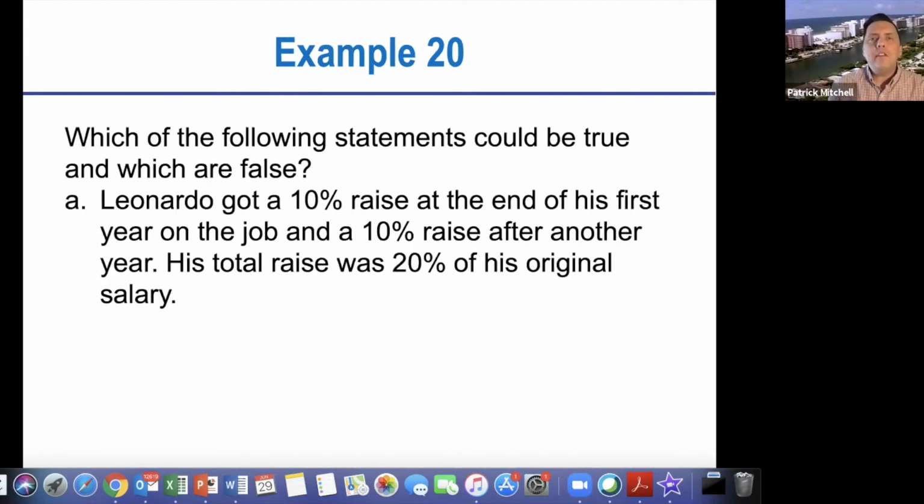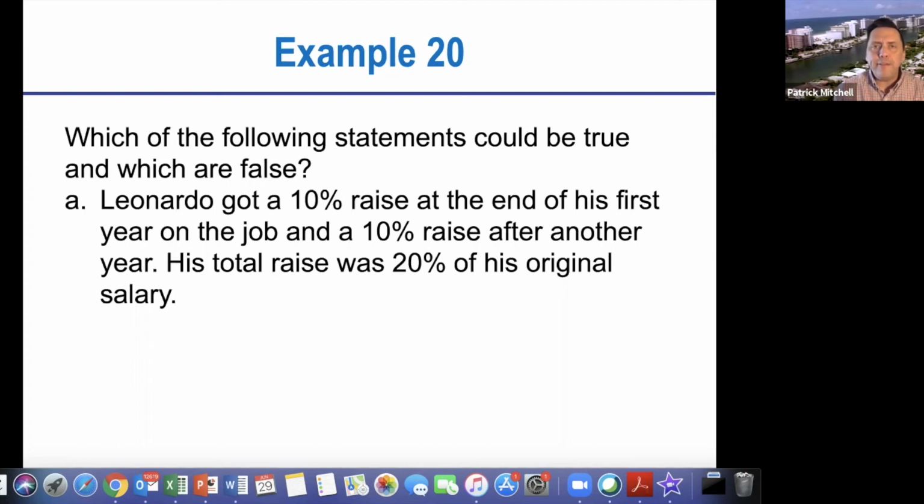All right. So using the techniques that we were just talking about and a little bit of common sense, which of the following statements could be true and which are false? First one is Leonardo got a 10% raise at the end of his first year on the job and a 10% raise after another year. Good for him. True or false? His total raise was 20% of the original salary.